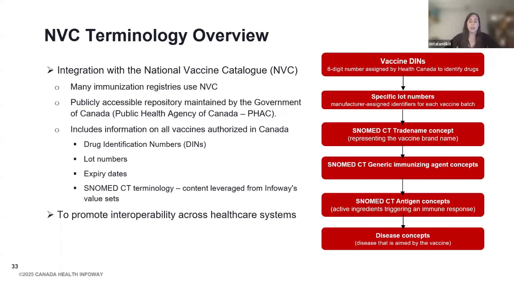So within the National Vaccine Catalog, there's vaccine DINs. It's an 8-digit number assigned by Health Canada to identify drugs. They are linked to the specific lot numbers, which are the manufacturer-assigned identifier for each vaccine batch. Those DINs are also linked to the SNOMED CT trade name concept and the SNOMED CT generic immunizing agent concept. Both the trade name and the generic concept are linked to the antigen concept and finally associated with the disease concept. Next slide, please.